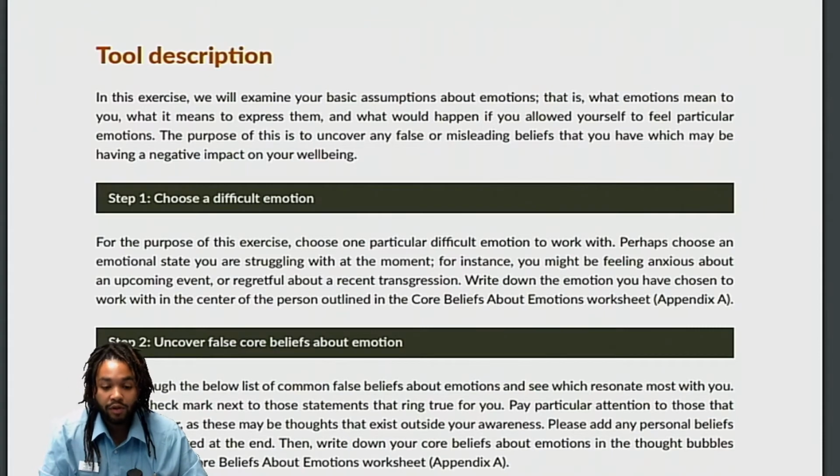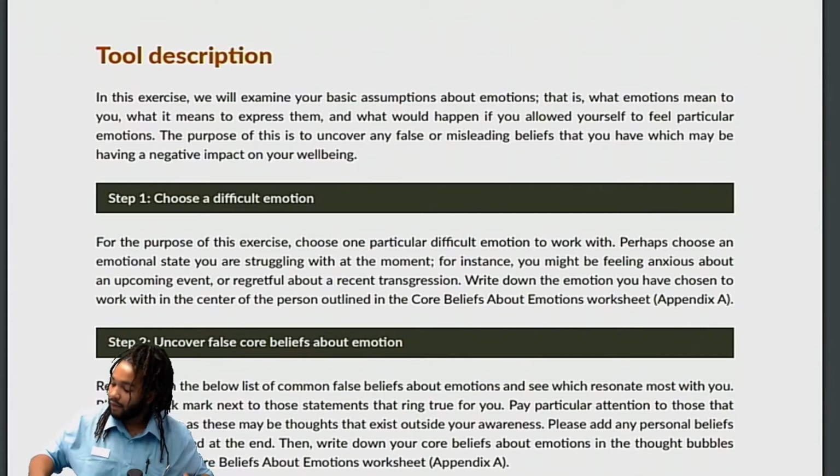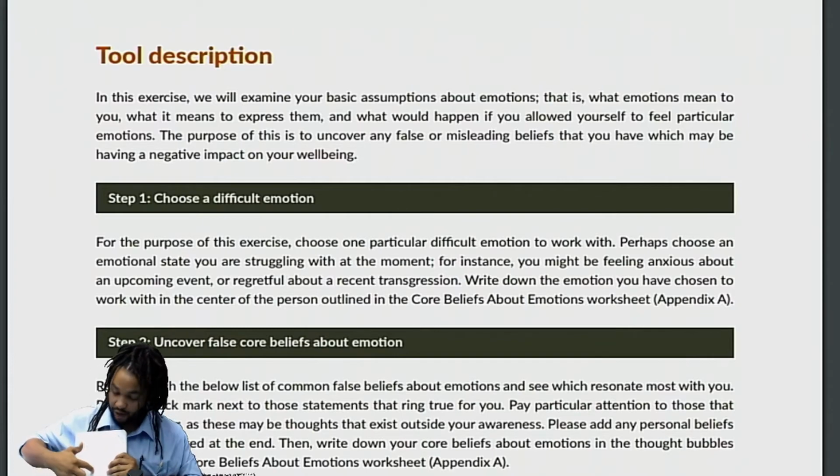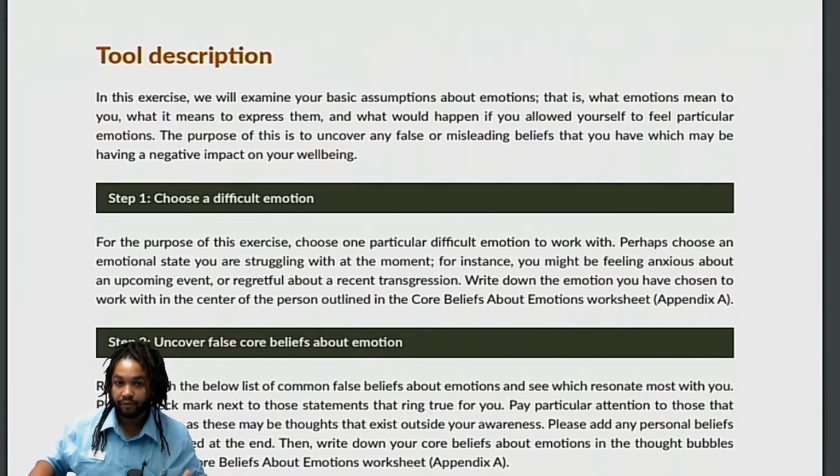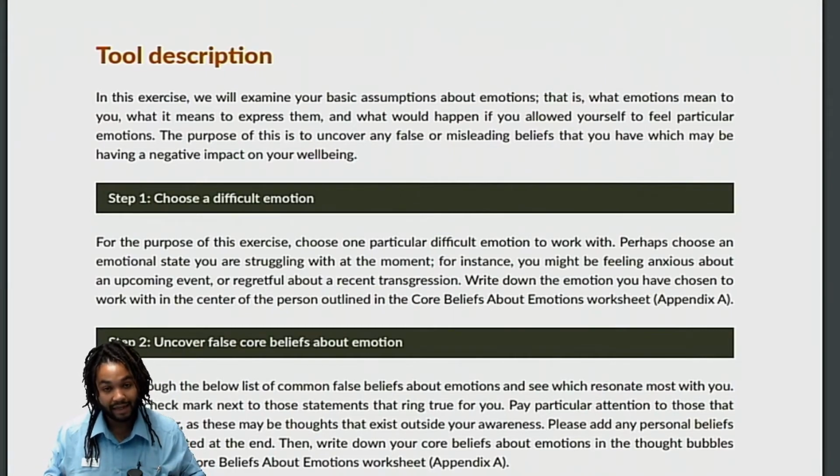Write down the emotion you have chosen to work with in the center of the person, and that is where we're going to put right here, the emotion that we're choosing to work with. All right. Now, once you have done that, we're going to move on to the second step.